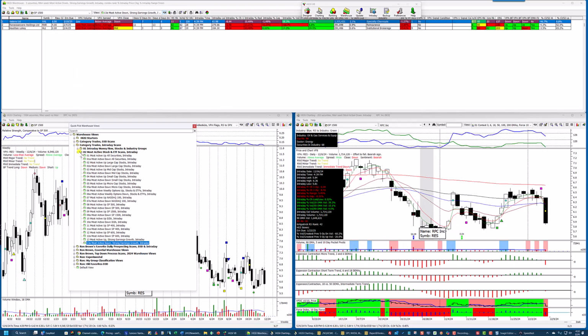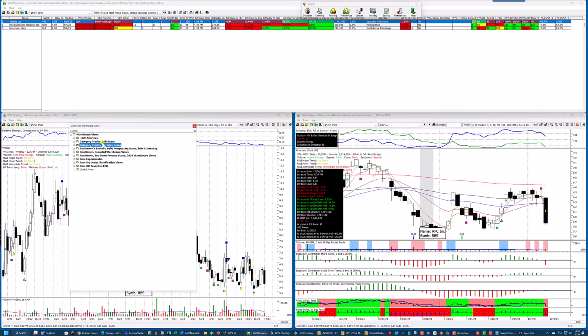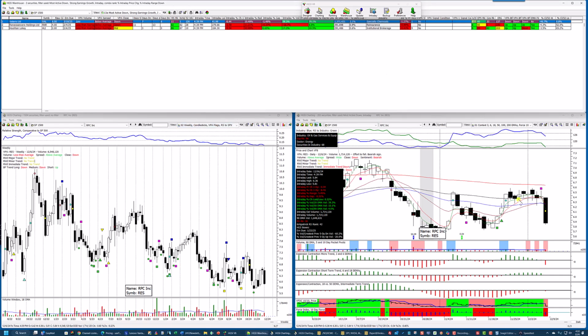So that's it. You'll find these under category trades, end of day, and intraday. These are in the add-on, so just once you install them, you can start playing with them.